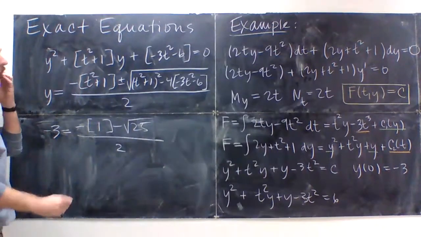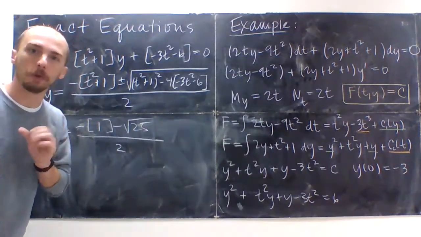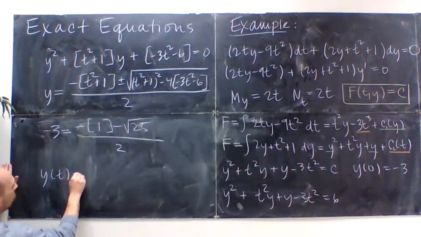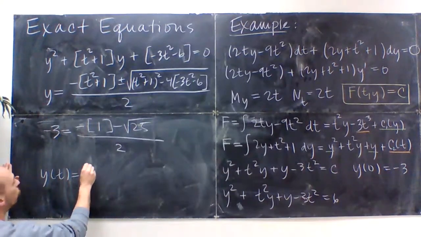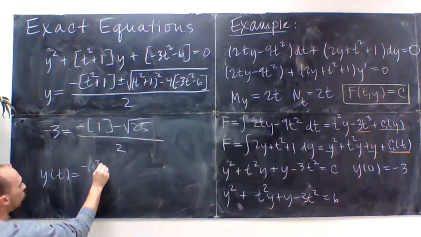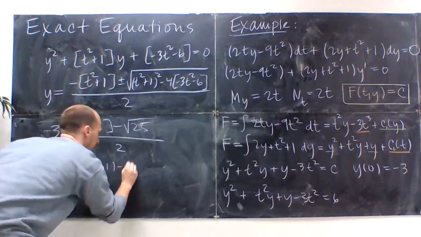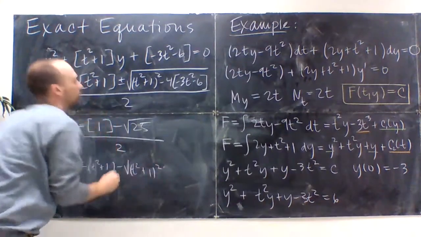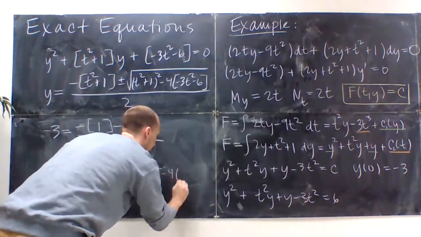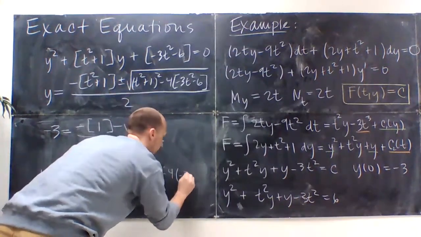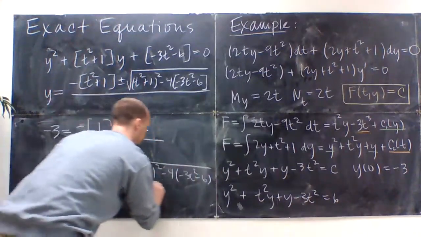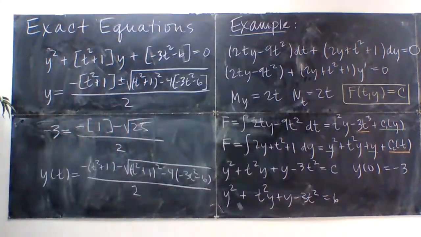So I can conclude that at least on whatever domain that this thing is defined on, the particular solution to that differential equation is going to be y of t is equal to the negative of t squared plus 1 minus that square root of (t squared plus 1) squared minus 4 times that, negative 3t squared, all divided by 2. And that is the technique of exact equations.